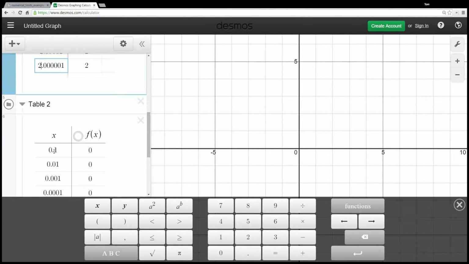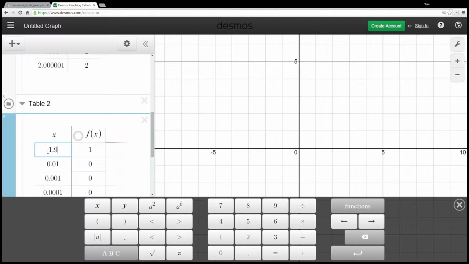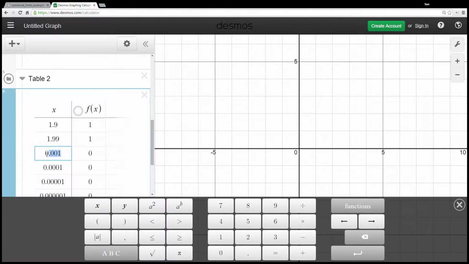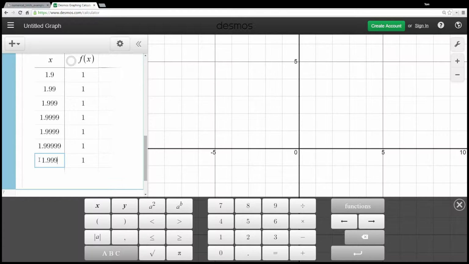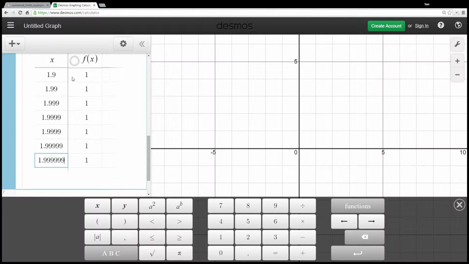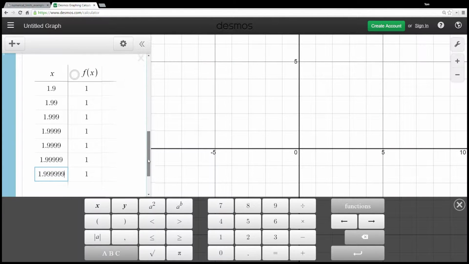And then here I need to totally change these to look at the other side. So 1.9, 1.99, 1.999, and you can see what's going on here also. It's pretty clear that as these x values get closer and closer to 2, the corresponding y values get closer and closer to 1. In fact, they're identically equal to 1 in each case, because the floor function is basically chopping off the 0.9s right here.